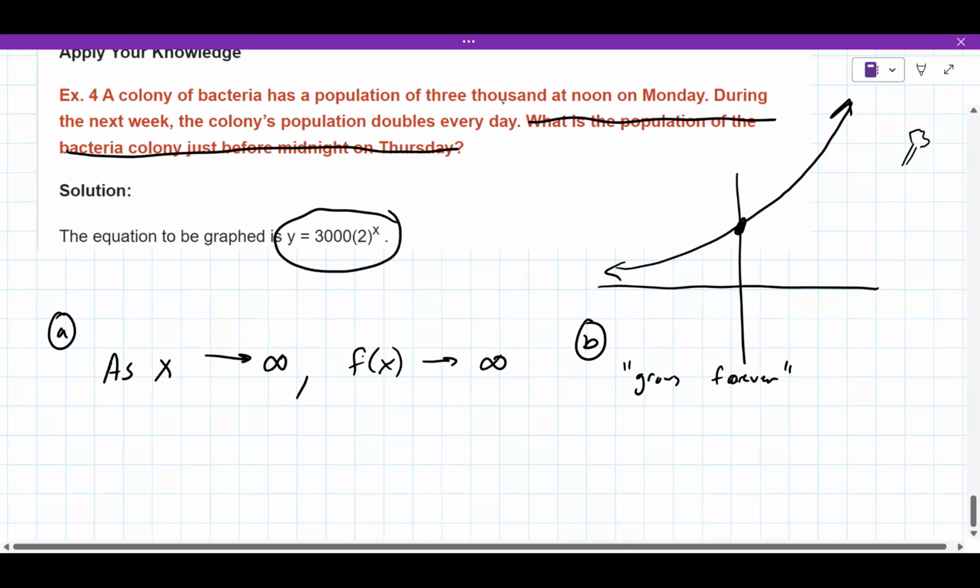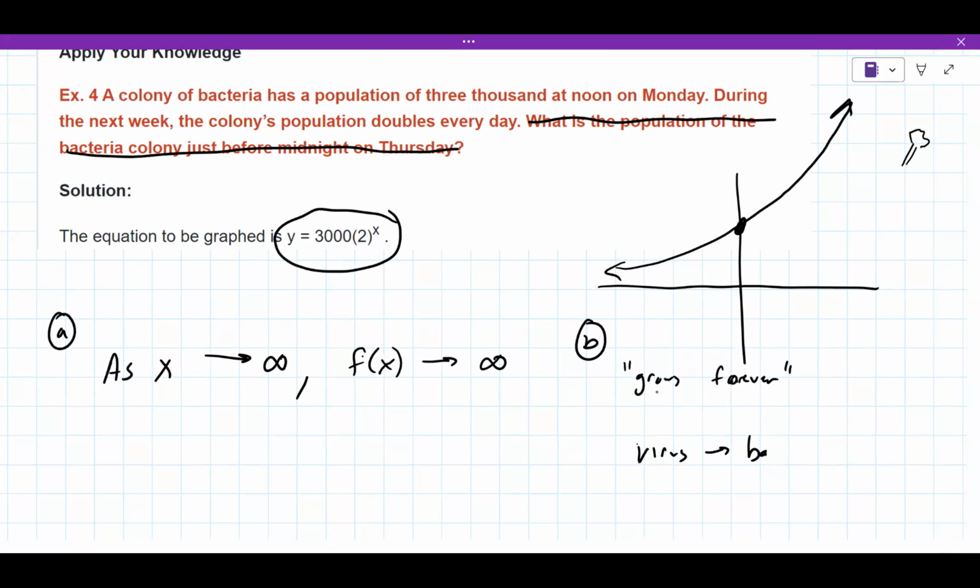Okay, so that's getting to part B. What does this mean in the real life situation? You might say, for example, a virus, this would be bad, right? But there's good bacteria like inside of our stomachs and our intestines that help us with digestion and things like that. That's good bacteria that we need. So, it kind of depends on the situation.